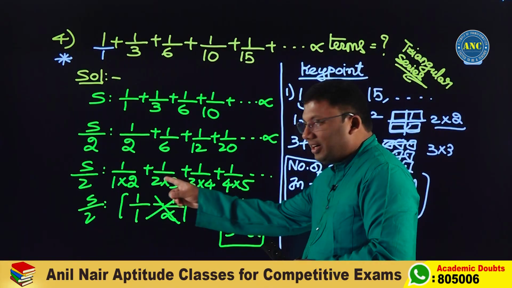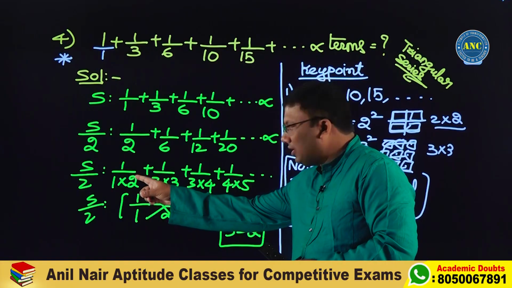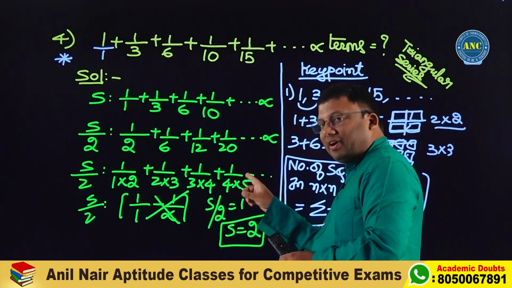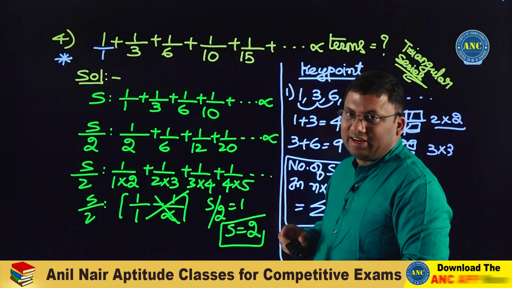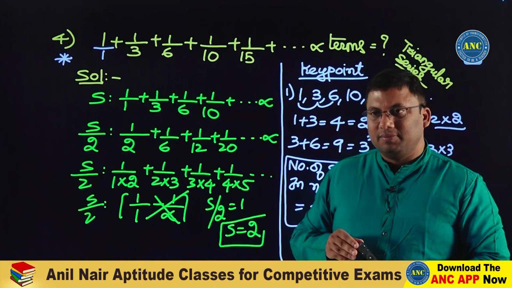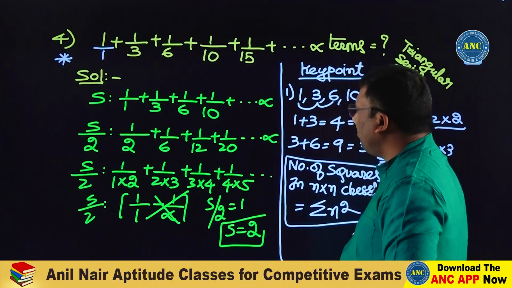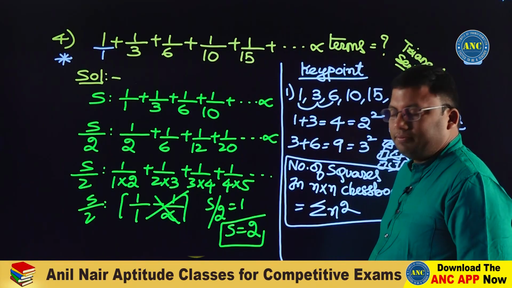Why did infinite come? It is an increasing series: 1, 2, 3, 4, 5, 10, 100, 1000, and it will go up to positive infinity. 1 by infinite is 0. Please write down: 1 by infinite is 0.